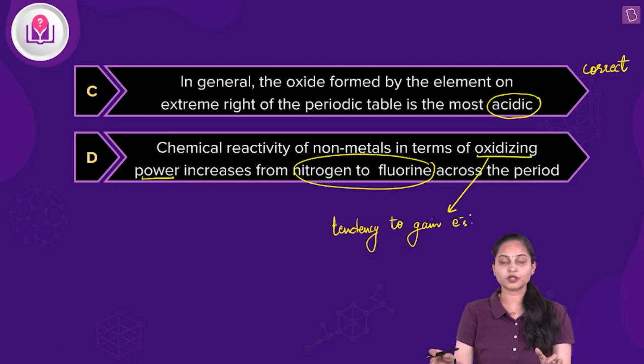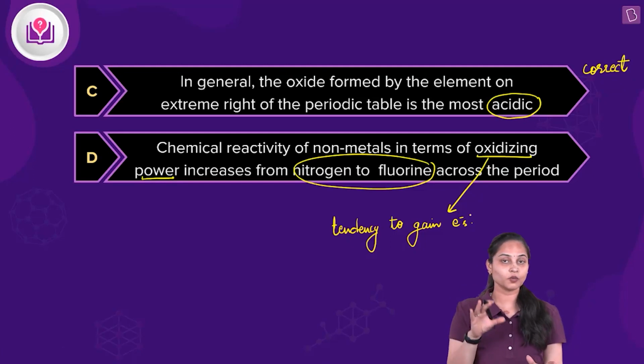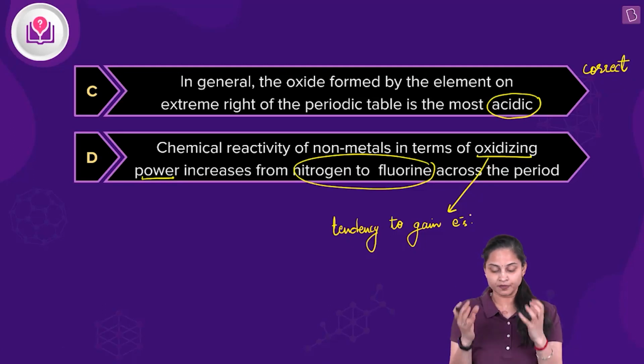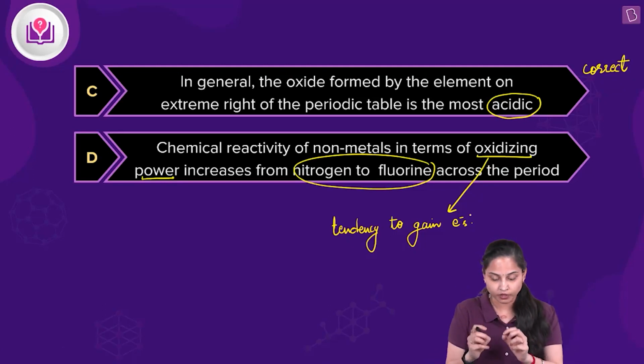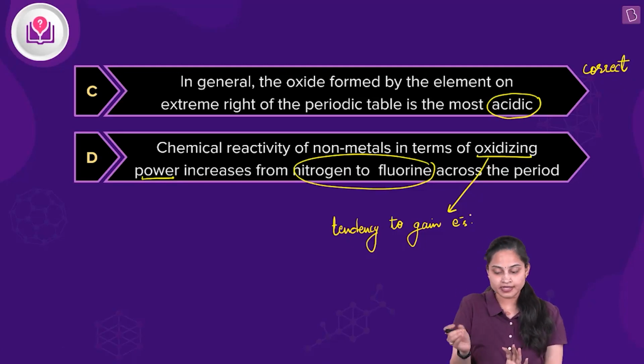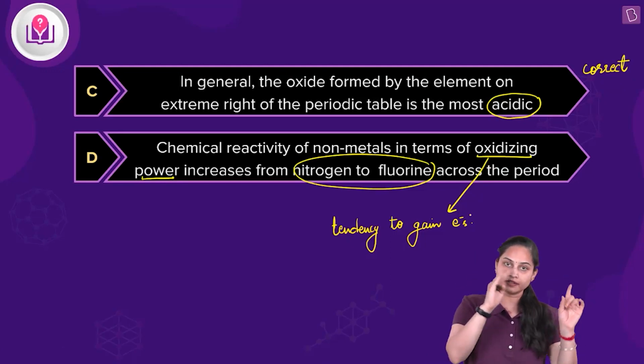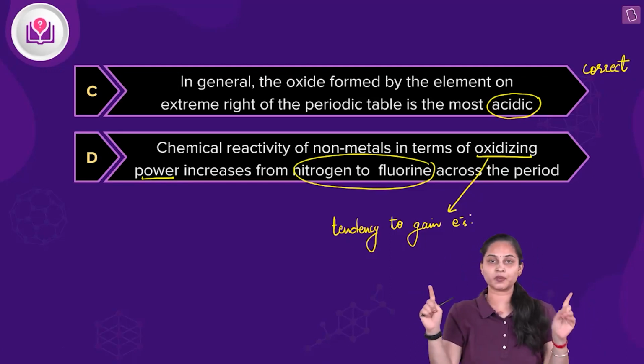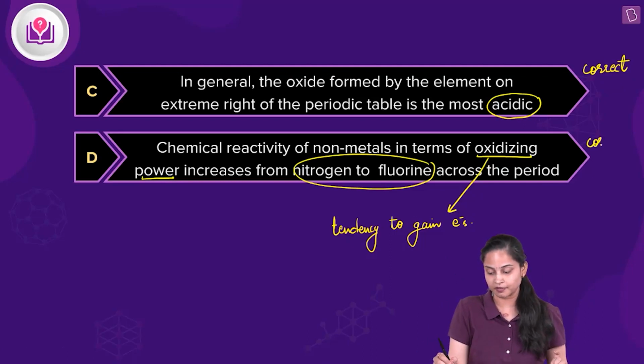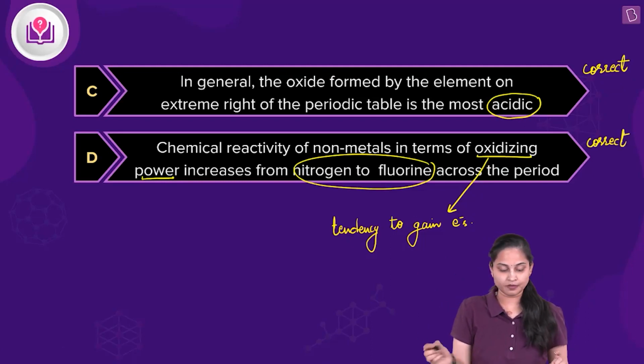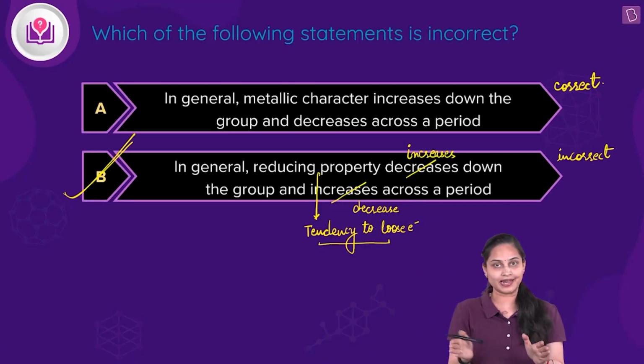And chemical reactivity of nonmetals, in terms of tendency to gain electrons, increases from nitrogen to fluorine across a period. Fluorine is the most electronegative element of the periodic table, and so the tendency to gain electrons for fluorine will be higher. Hence, the statement is correct. The only option which is incorrect, and the right answer for this question, is option number B here.